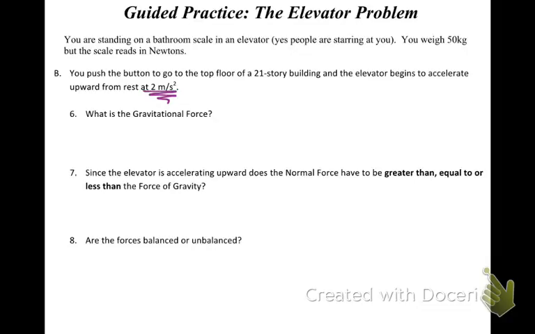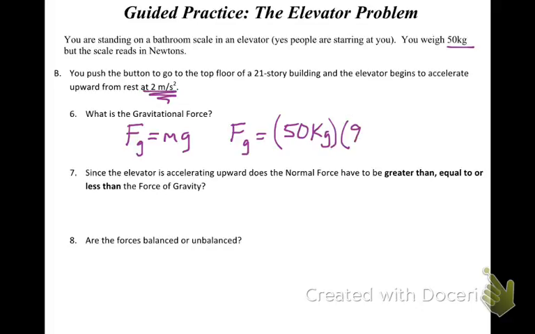So, we still have the same mass, so let's figure out our gravitational force. So Fg still equals mg. So Fg equals our 50 kilograms. Our acceleration due to gravity is still 9.8. We're talking about our acceleration due to gravity here to give us our weight force. We're not talking about this particular acceleration. So our force of gravity remains the same at 490 newtons.